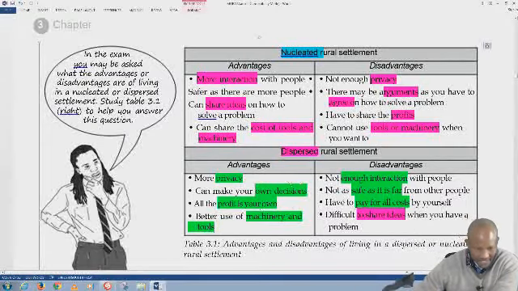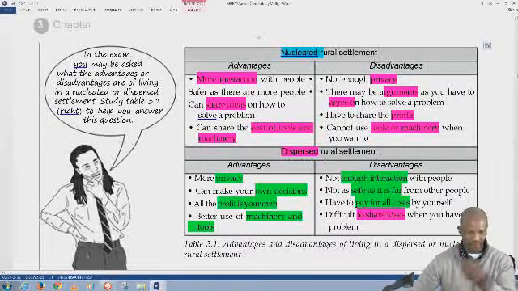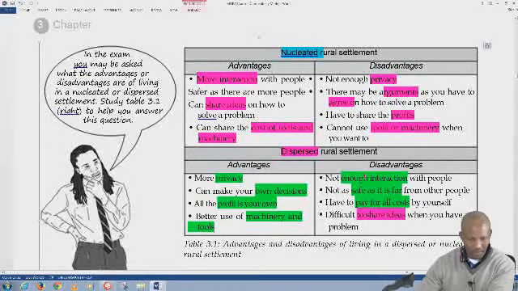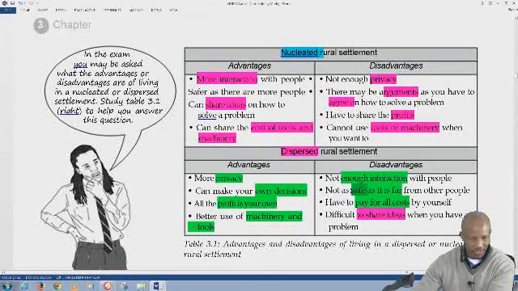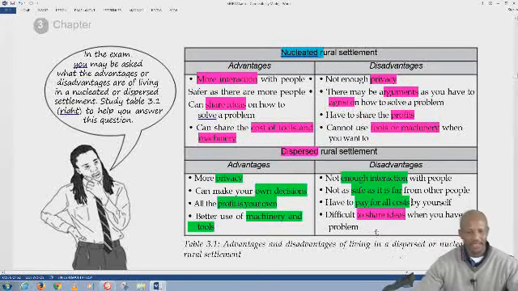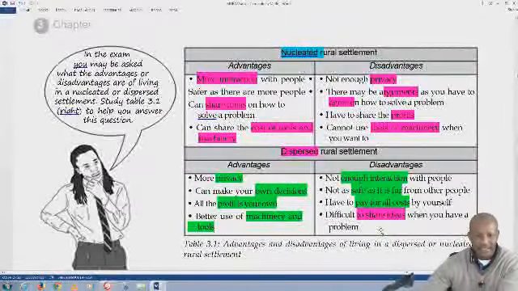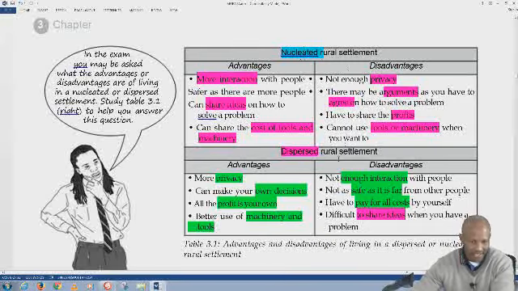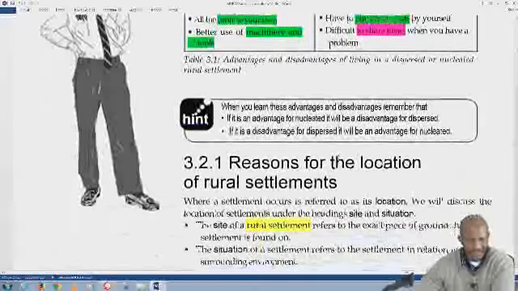Now we say the disadvantage of a dispersed settlement, believe me, not enough interaction. You are alone, you are by yourself. It's not safe. Second one, it will tell you that it's not safe. The third one, you have to take all the cost on your shoulder, and you can hardly share ideas. And that will be basically it in terms of your advantages and your disadvantages in a nucleated settlement.